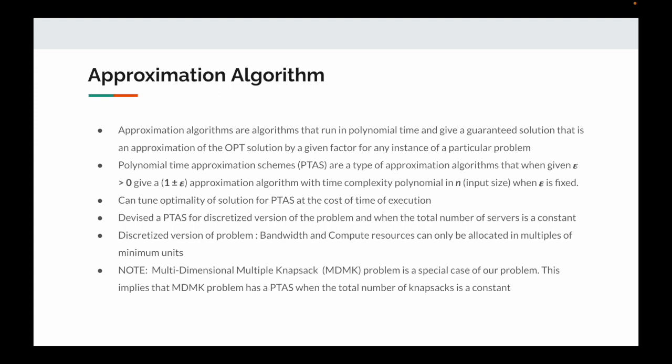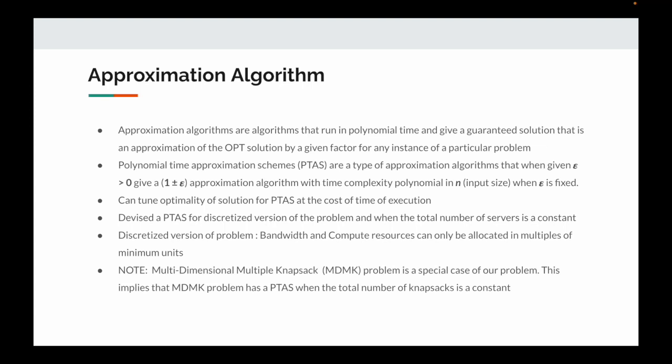The good part about a PTAS is that we can tune the optimality of the solution for a PTAS at the cost of time of execution of the algorithm. So we have devised a PTAS for the discretized version of the problem and when the total number of servers is a constant. So what is the discretized version of our problem?